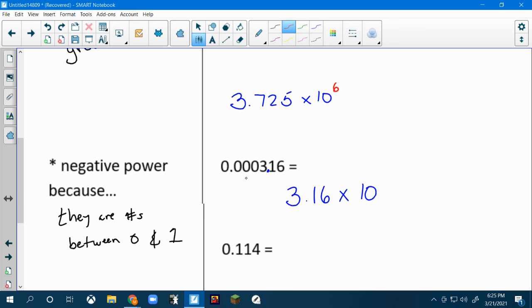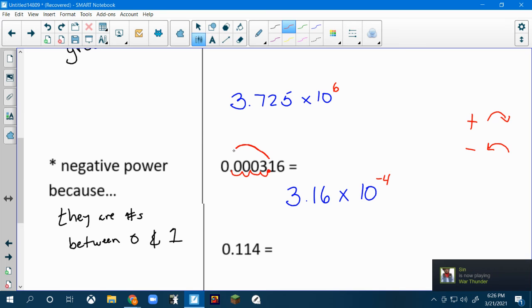In this case, we count 1, 2, 3, 4. But it's not going to just be 4, because if I did times 10 to the 4, I would move my decimal to the right. Positive goes to the right. A negative moves the decimal to the left. So I need to make this a negative 4, because I need to move this decimal back to its original spot, which is to the left.